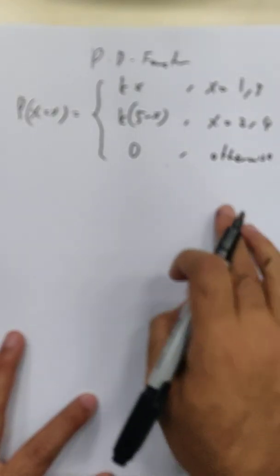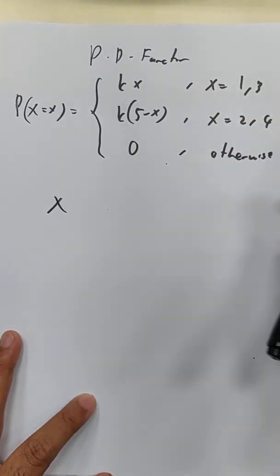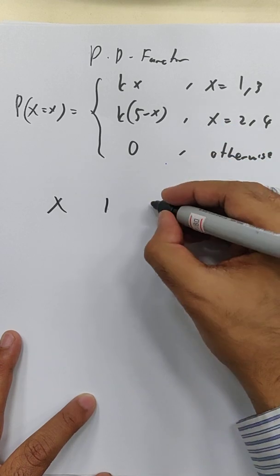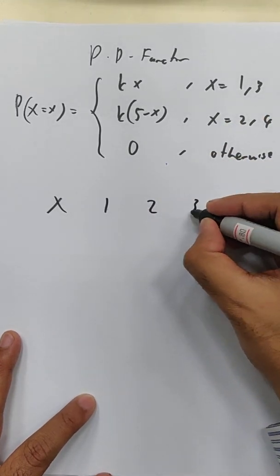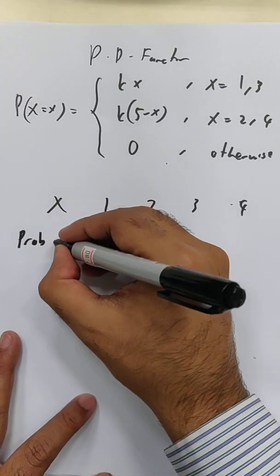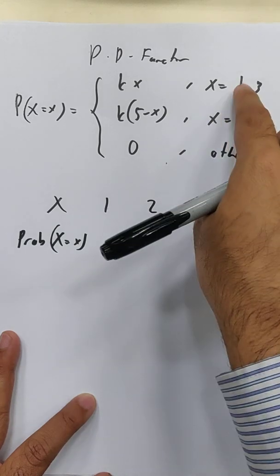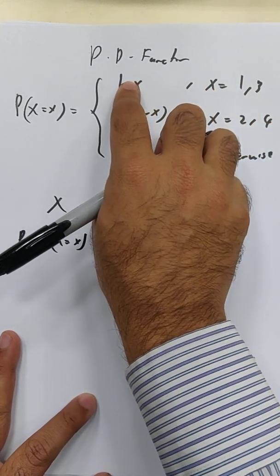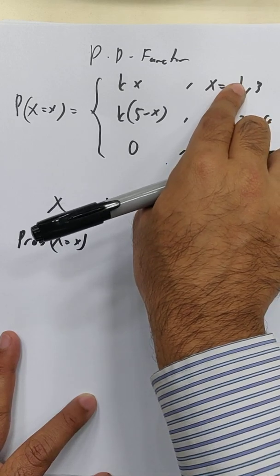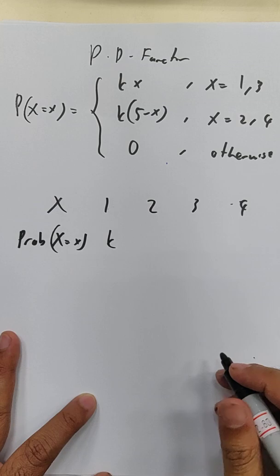Okay, how do we start? Firstly, write down your x. And what's your smallest number of x? 1, and then 2, 3, 4. Now for the probability, big X equals to small x. 1 is kx, right? Now replace your x with the 1. So it becomes k. Okay, continue.